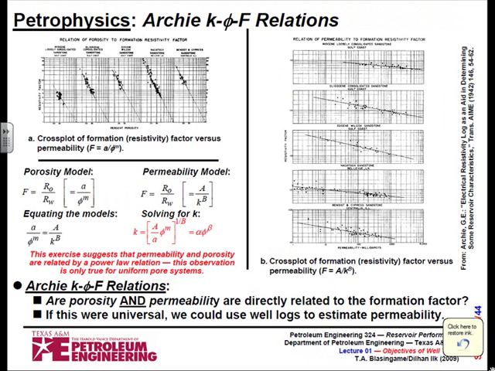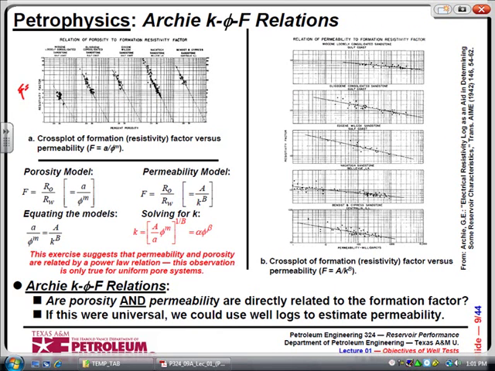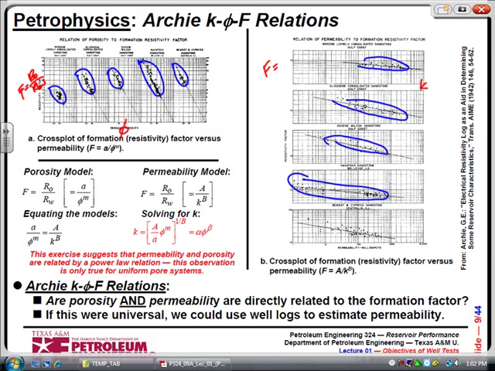And then our good friend Archie, he came up with two things that are called laws or relations. And in this case, he plotted what's called the formation factor, which is R0 over Rw. And here he plotted it again. Sorry, my brain's thinking permeability. And this, of course, is permeability. This is porosity. Okay. What do you think? Did he get it right? If you take this group of points, you can draw a line through it and so on. That looks pretty good. Similarly, that looks pretty good.